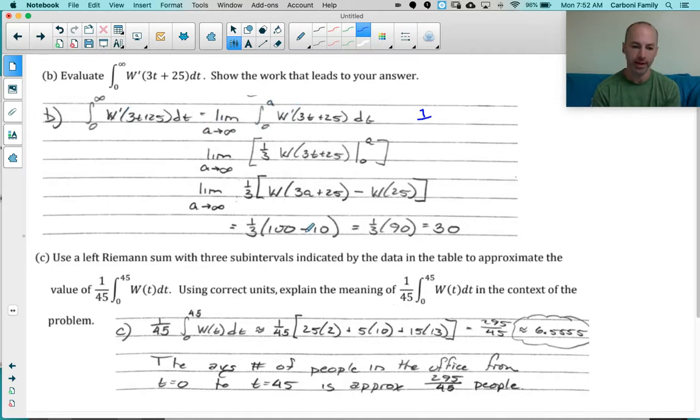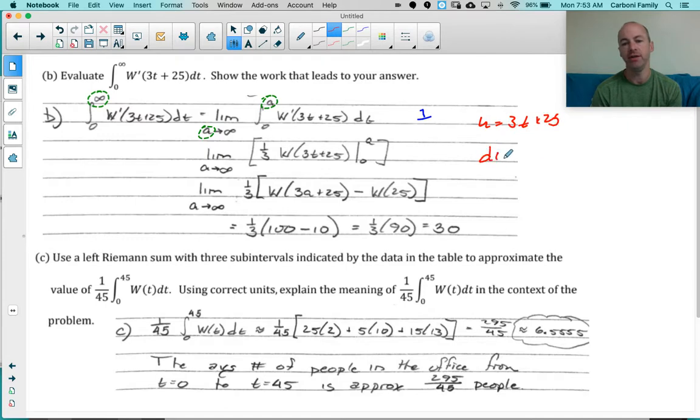Then we work out the antiderivative, and notice that I kept writing the limit as a goes to infinity. And you remember that the limit is to address the improper behavior. So we address the infinite behavior with an a. I keep writing the limit until I actually evaluate it. Do not just leave that limit off. For the antiderivative, this would be a u sub. Your u is 3t plus 25.